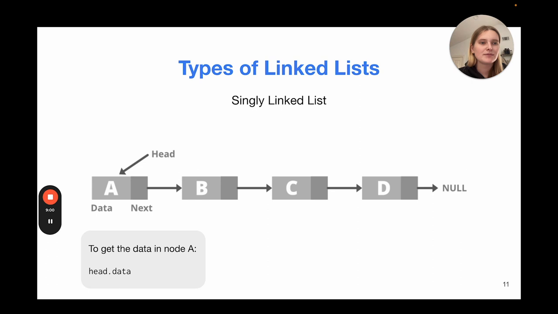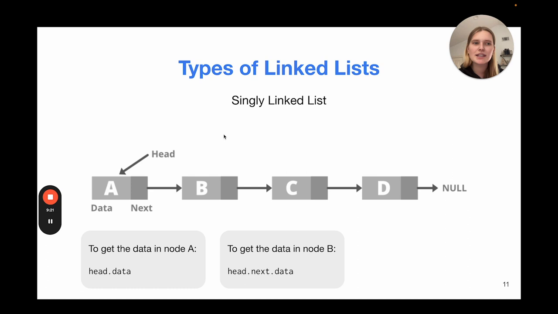This is pointing to this entire node A. And then to get the data, we have to use dot notation, which is kind of accessing something, and then get that data, which is inside A. We could also get the data inside node B.